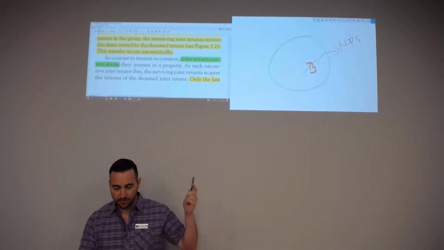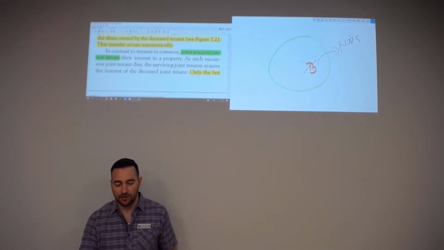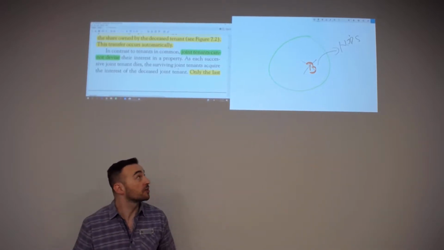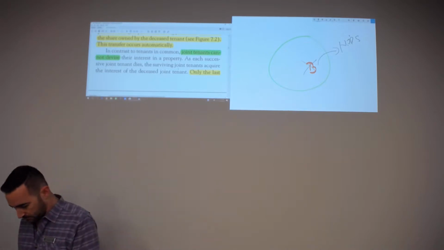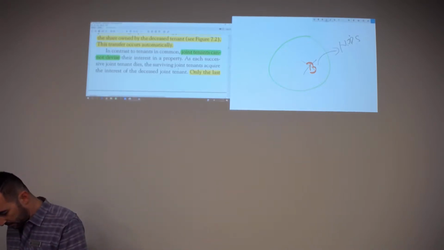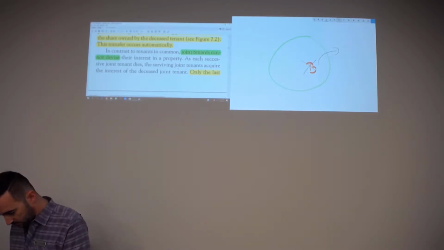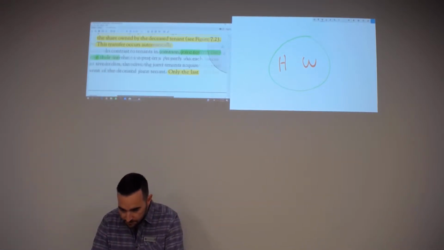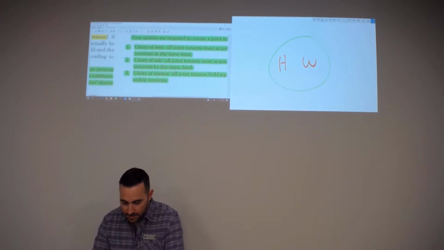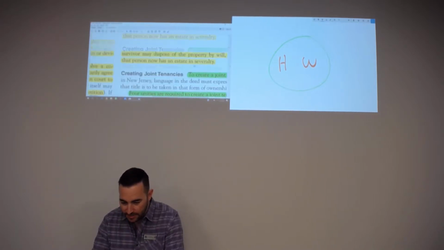All right. So it says right here, joint tenants, please highlight, underline, put a star, cannot devise. Joint tenants cannot devise their property. That means they cannot put in a will. Okay. On the right-hand side on top, it says creating joint tenancies.